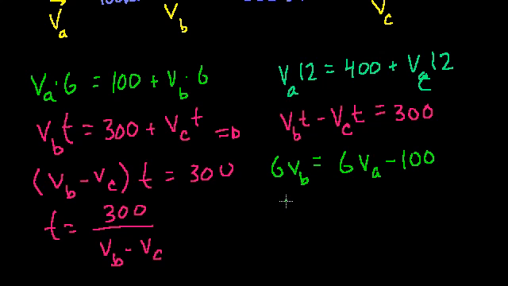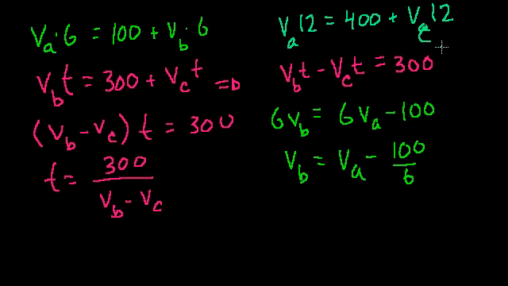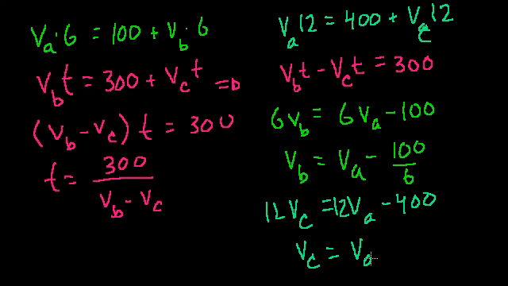Divide both sides by 6. You get the velocity of Bill is equal to the velocity of Alice minus 100 over 6. 100 over 6 or 50 over 3. I'll just keep it as 100 over 6. Fair enough. Now let's see if we can do the same thing with this equation. If we subtract 400 from both sides, we get 12 times Chelsea's velocity is equal to 12 times Alice's velocity minus 400. Divide both sides of this equation by 12. You get Chelsea's velocity is equal to Alice's velocity minus 400 over 12.